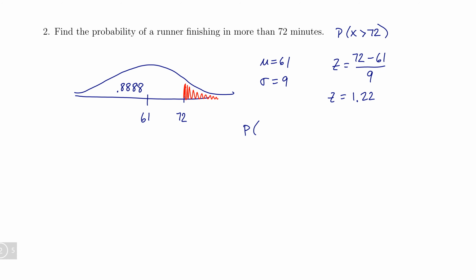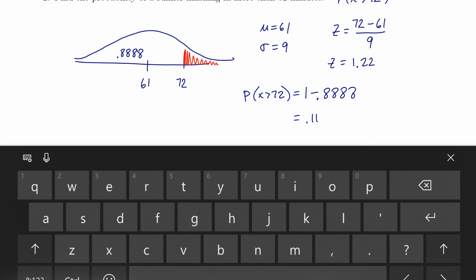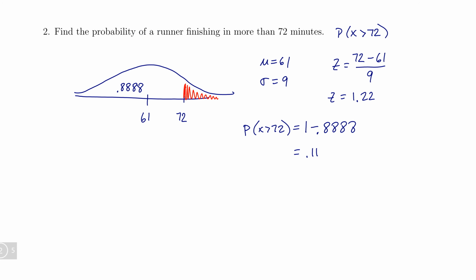To find the shaded area, we need to remember that the area under the entire curve is 1. So 1 minus 0.8888 will give us the shaded area. This is equal to 0.1112. So the probability of a runner finishing in more than 72 minutes is 0.1112.